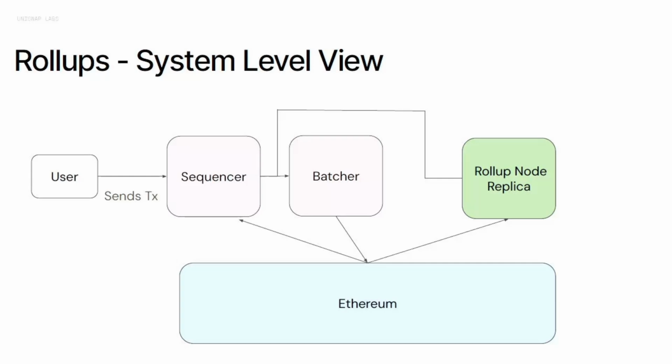Right. So again, a rollup is a blockchain. If you wanted to do a trade on Ethereum, you send your transaction to Ethereum. If you want to do a trade on Unichain, you send it to the Unichain sequencer. It's the same EVM and everything around that.